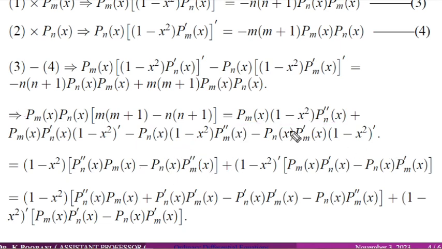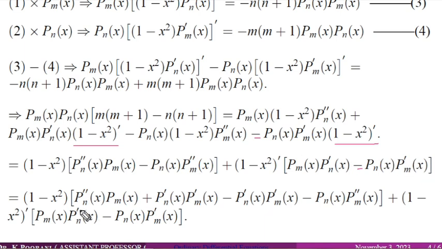Similarly, we take 1 minus x square dash. Here is a 1 minus x square dash and here is another 1 minus x square dash. So we write in common, plus 1 minus x square whole dash into Pm of x into Pn dash of x plus Pm of x into Pn dash of x, and here we have minus, so we put minus Pn of x into Pm dash of x.